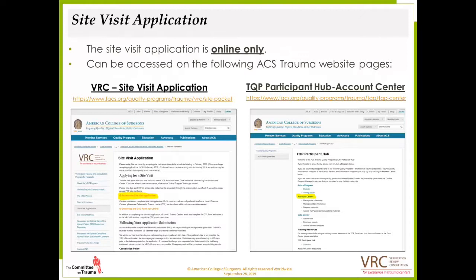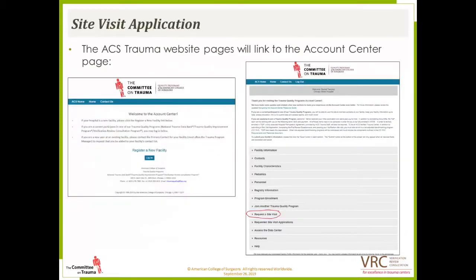As you'll see below, the VRC site visit application link right there, or on the Trauma Quality Program Participant Hub Account Center link. The ACS Trauma website pages will link to the Account Center page, and when you go into it, you'll see the Log On button there. And just as a reminder, this log on is not the same as the PR key login.